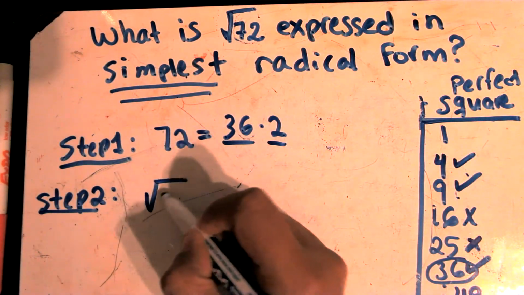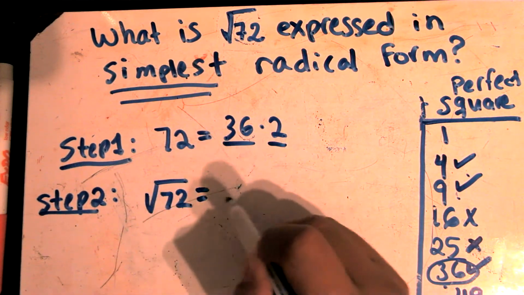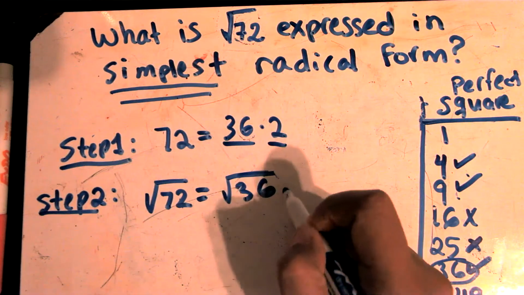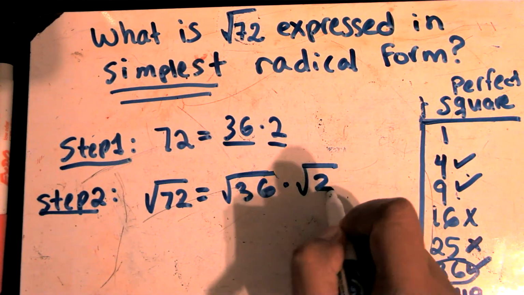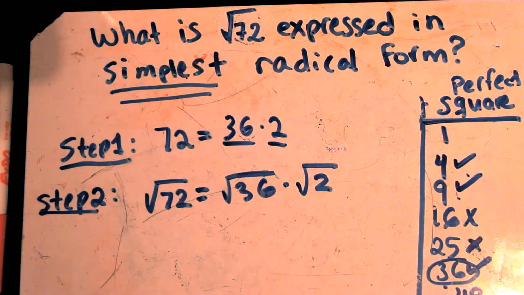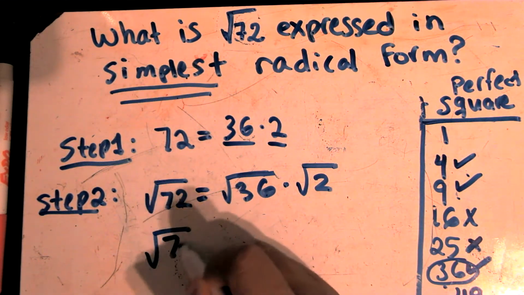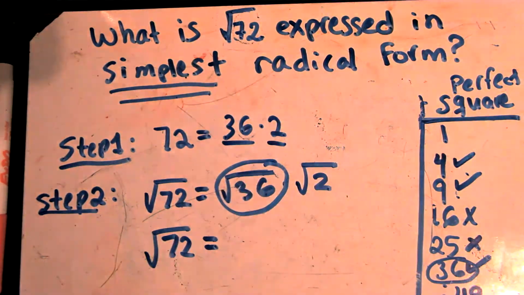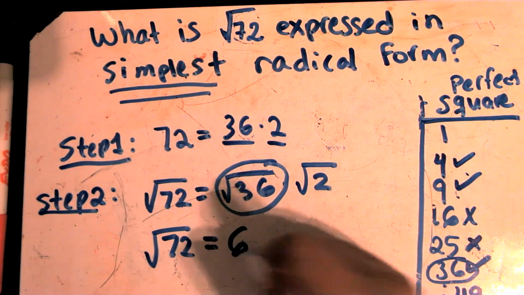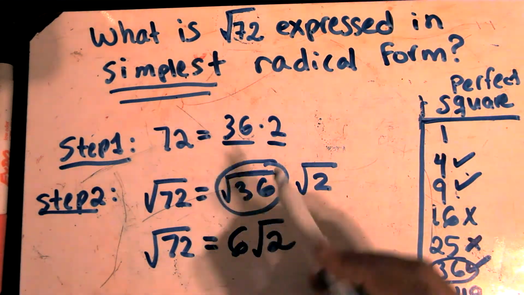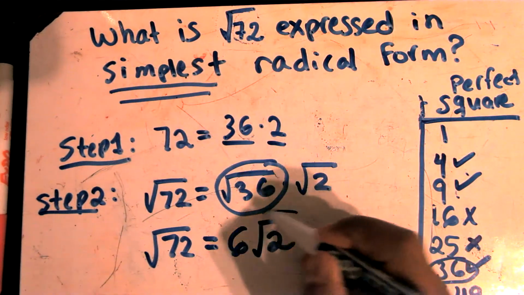So now I can rewrite the square root of 72 as the square root of 36 times the square root of 2. Why? Because 72 is equal to 36 times 2. And now we can say the square root of 72 in its simplest form: the square root of any perfect square will give you a whole number. If you plug that into the calculator, you get 6. And this 2 is not a perfect square, so it just stays in the radical.